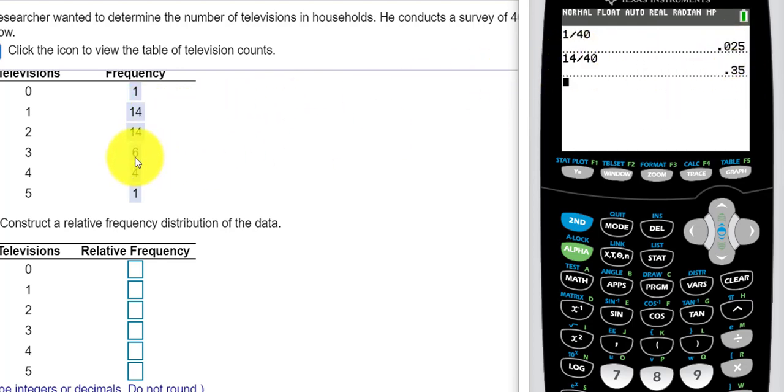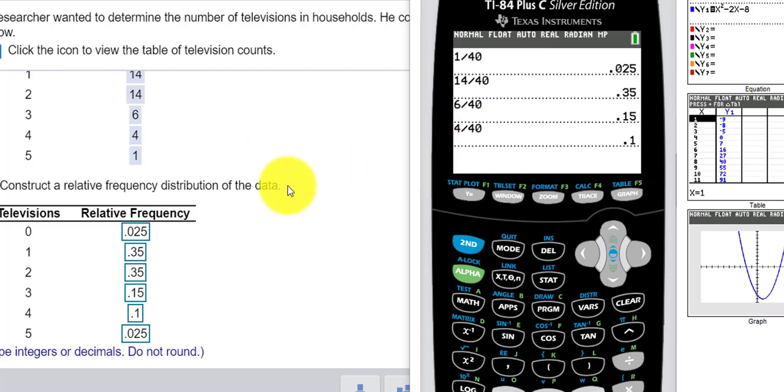I need to do 6 and 4. So 6 divided by 40. And 4 divided by 40. Right, so these are the values that I would enter in here. And I didn't have to do 1 divided by 40 again because I know that it's 0.025. And same with the 14, right? I know that these two numbers are going to be the same. So let me transfer this into here.